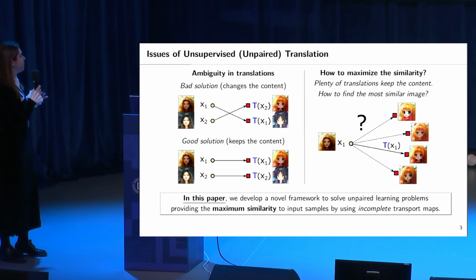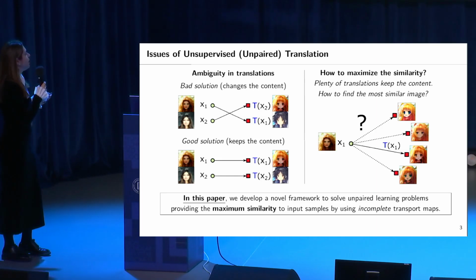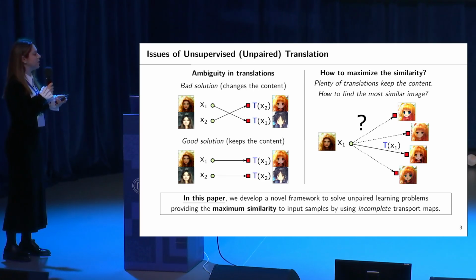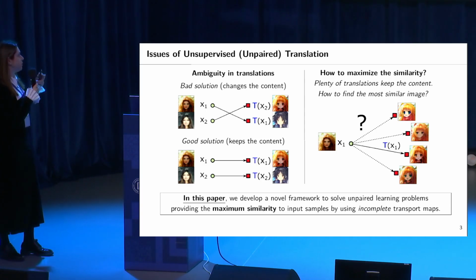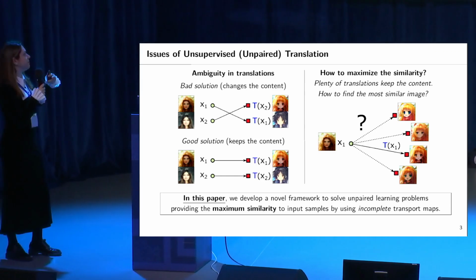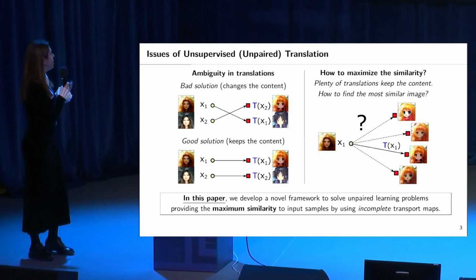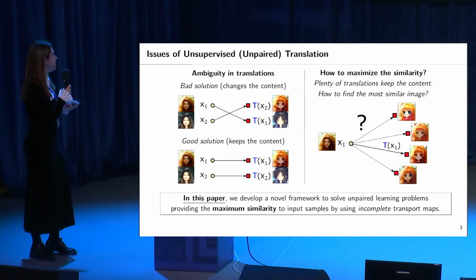The second issue, which appears in different domain translation problems and is crucial, for example, in image super resolution, is the problem of finding the translation map which keeps the content in the best way. That is, there might exist multiple translation maps which keep the content, but we need to choose the one which translates the sample to the ones which are the most similar to the input. In our paper, we develop a novel neural network-based method to solve unpaired learning problems.